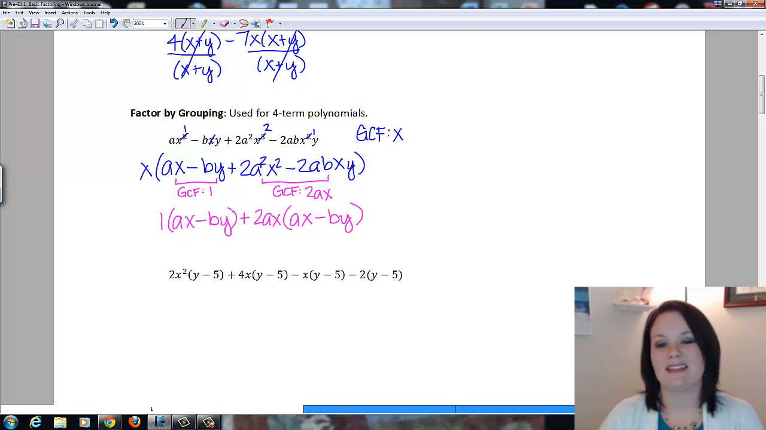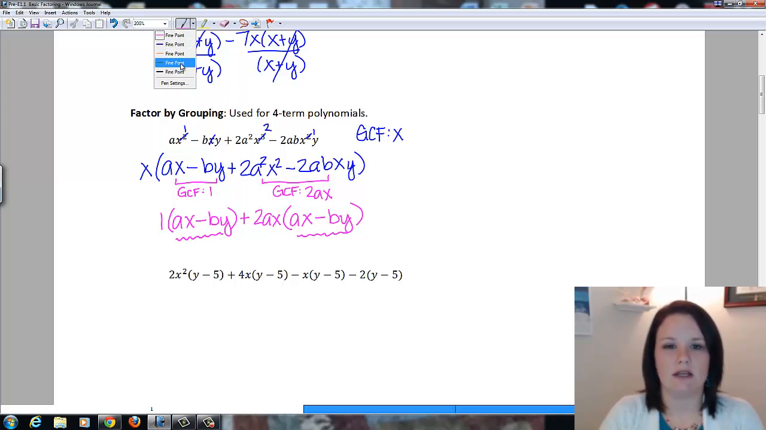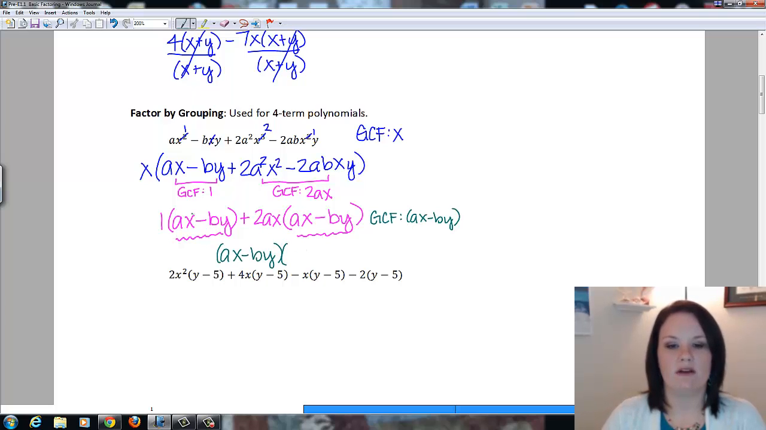Now notice this one looks like the second example we did on greatest common factor. They have a greatest common factor that is a shared quantity. Okay, so now that these quantities are in common, I'm going to go ahead and factor those quantities out. So I'm going to go ahead and say here, my greatest common factor is ax minus by. Okay, so if I take out ax minus by, what I'm left with from this term, that would cancel, and I'm left with just this positive 1. If I take ax minus by out of the second term, all I would be left with is this 2ax.